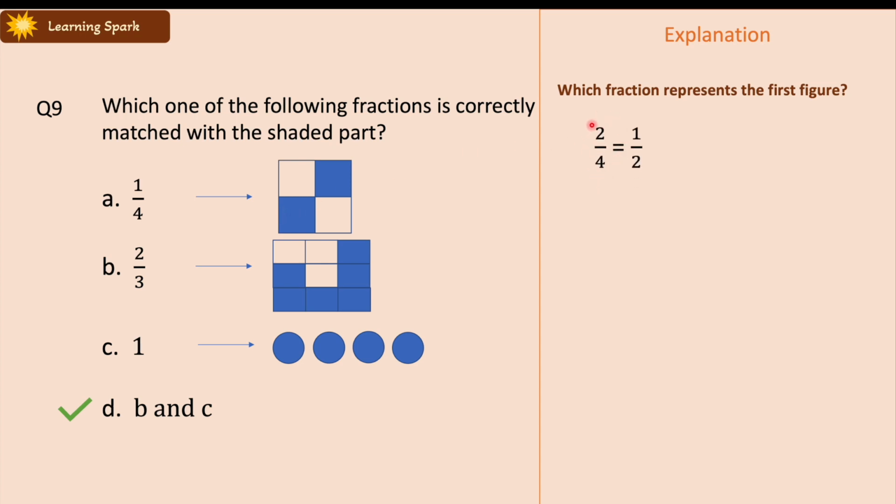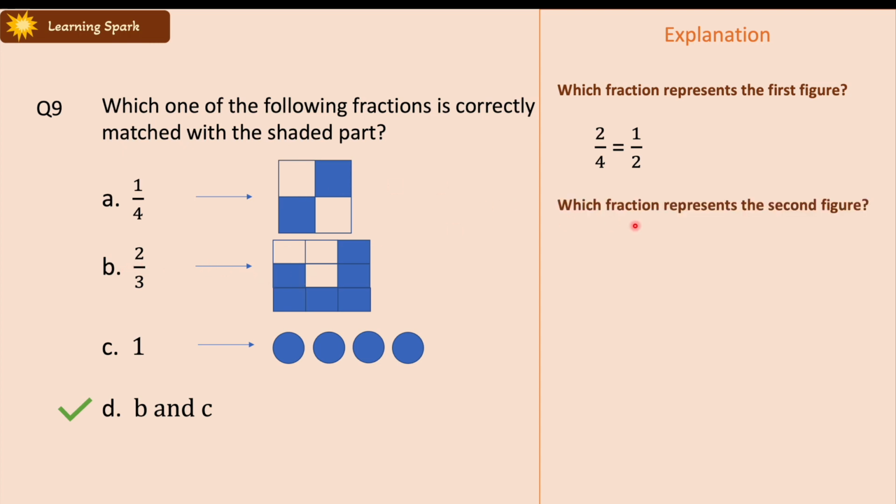So 2 by 4 is the fraction, and 2 by 4 can be equivalent to 1 by 2, right? Because 2 divided by 2 equal to 1 and 4 divided by 2 equal to 2, right? So 2 by 4 and 1 by 2 is equal fraction. Okay, but here the answer is not 2 by 4 or 1 by 2. The answer is 1 by 4. So this is not the correct match with this. Okay, now let's take the second figure.